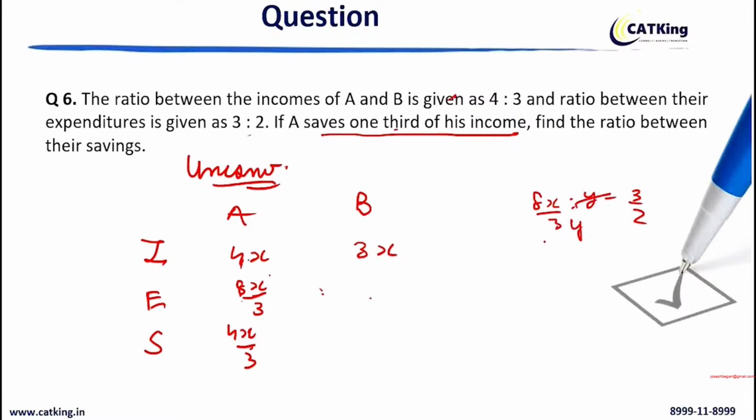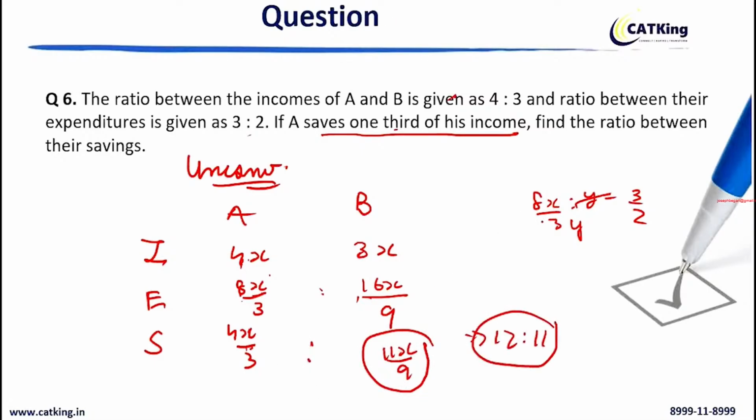So what is the value of this y? This will be nothing but 16x by 9. Now again, this minus this is savings. So 3x minus 16x by 9 is savings, which is 11x by 9. You got your simple answer that the ratio is this is to this, which is 12:11. So by doing this, what I did is I eliminated the other variable y entirely.